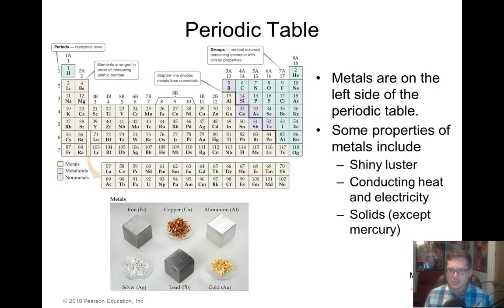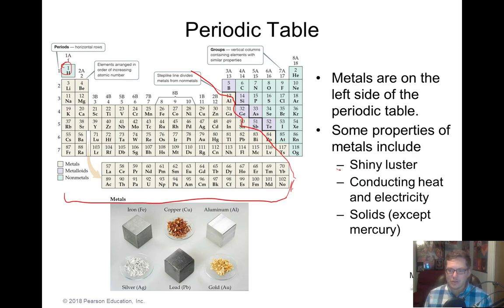So if you imagine a stair-step line going all the way down the periodic table, it kind of divides the periodic table into two parts, the left and the right. The metals are all the ones on the left, all right? So these guys are all metals, the ones that are this pale yellow color. The only one that's a little bit different is hydrogen. Hydrogen is a non-metal, but we stuck him over here because he acts more like lithium, sodium, and all these guys. All right.